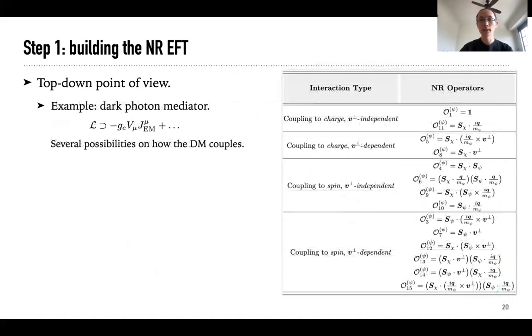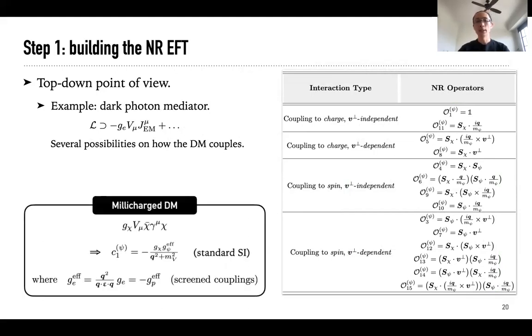So to make it more concrete, let me give you a few examples. We're gonna look at a dark photon mediator. The coupling to the standard model is to the electromagnetic current. This can arise from kinetic mixing between the dark photon and the photon. On the dark matter side, we can consider several possibilities. The simplest one is that the dark matter is minimally coupled to the dark photon, and this is essentially the millicharged model or the standard spin independent interaction. And here, just O1, this first operator, is generated at leading order.